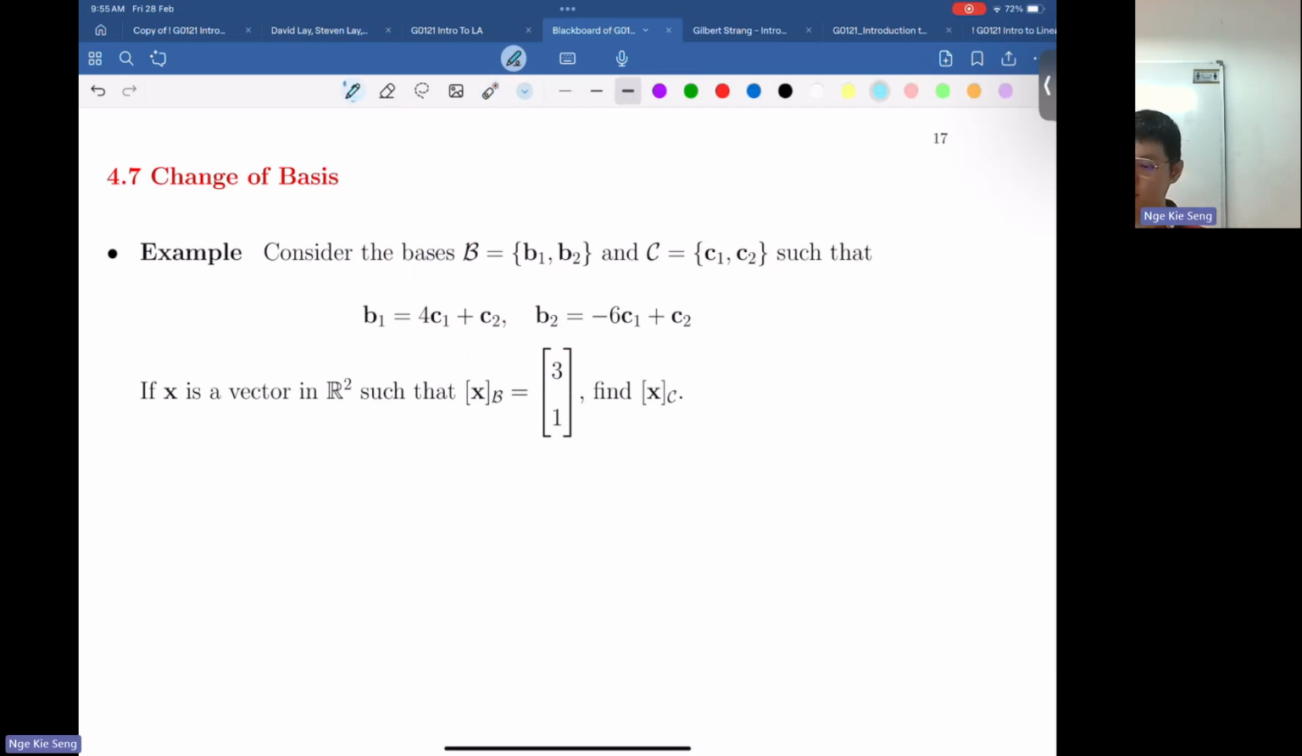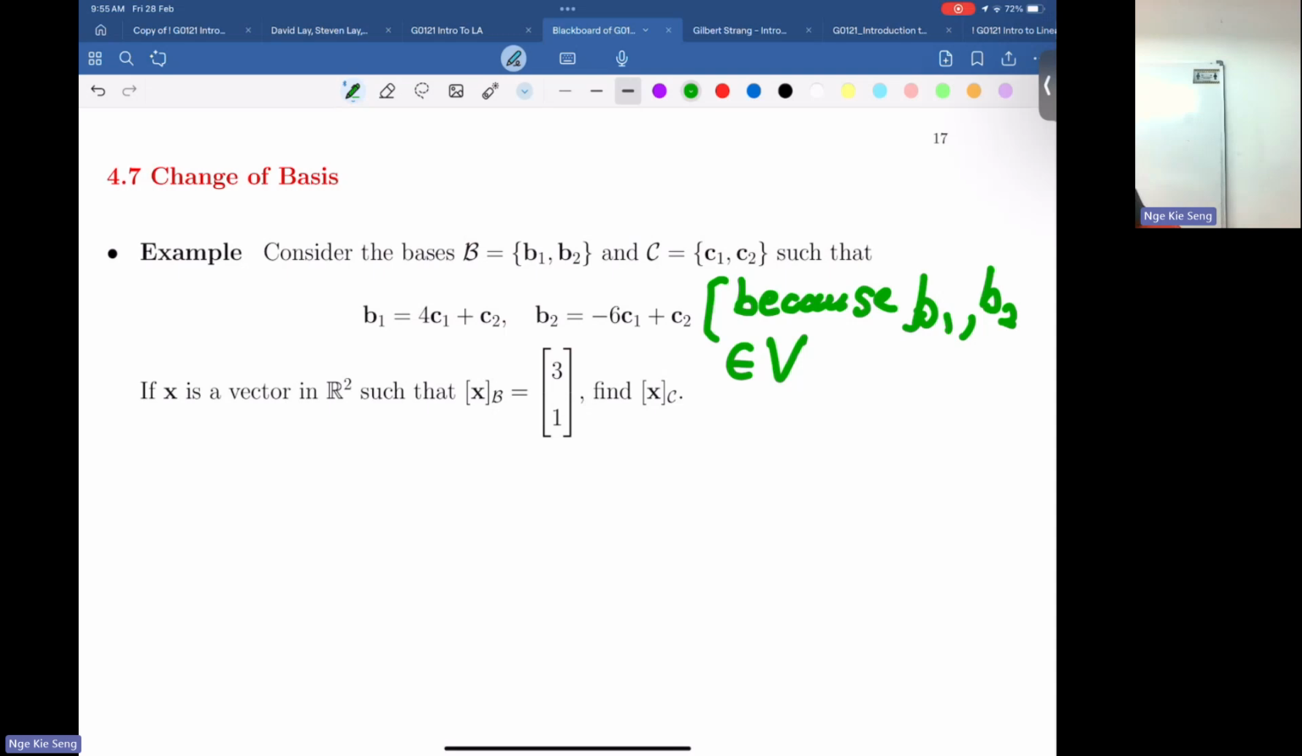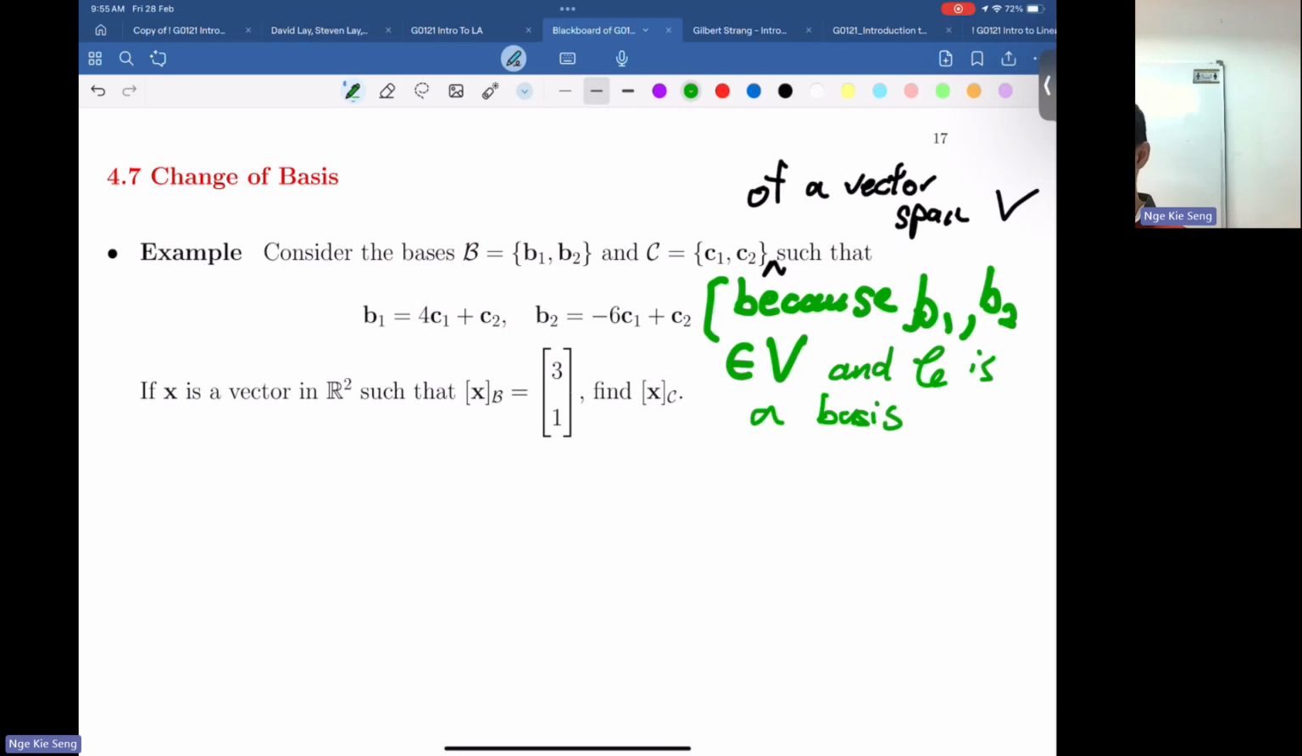So I want to say that this is true because B1, B2 are elements in the vector space. Let's add something into this question here: B is a basis of vector space V, and C is a basis. So we can do this. We can write B1, B2 as a linear combination of C1, C2.